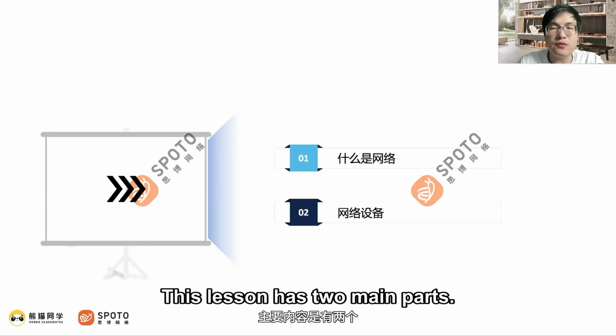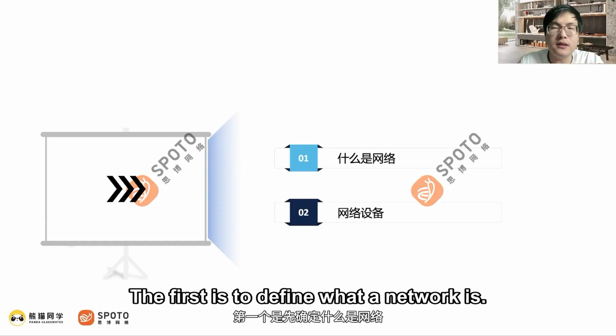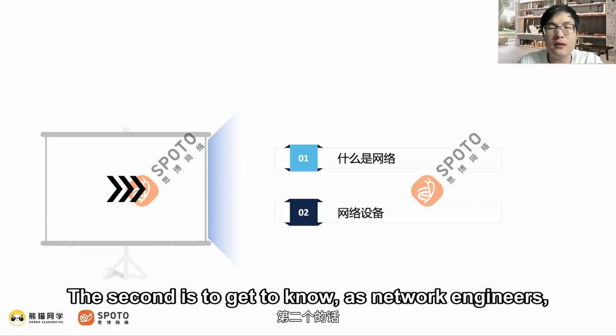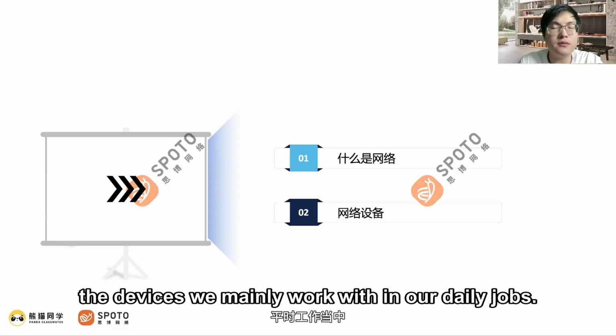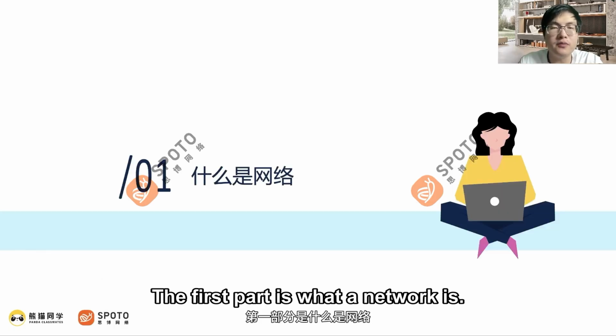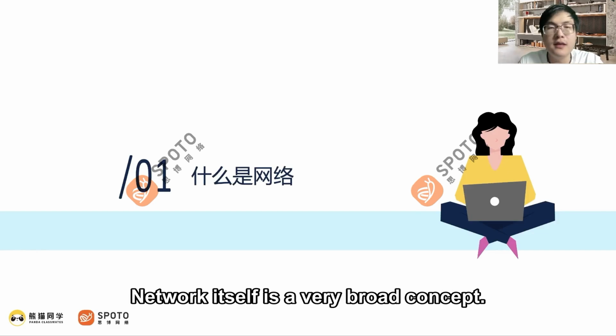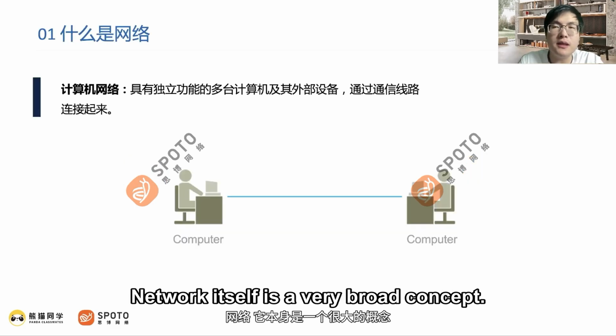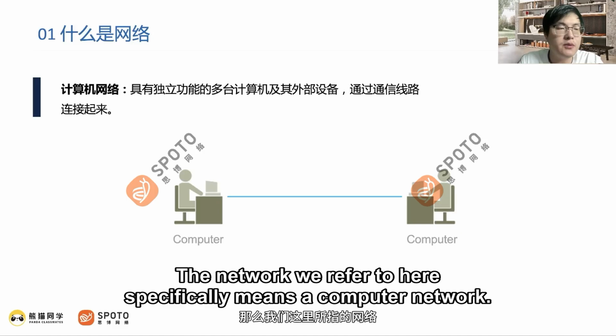This lesson has two main parts. The first is to define what a network is. The second is to get to know, as network engineers, the devices we mainly work with in our daily jobs. Let's start with the first part. The first part is what a network is. Network itself is a very broad concept. The network we refer to here specifically means a computer network.